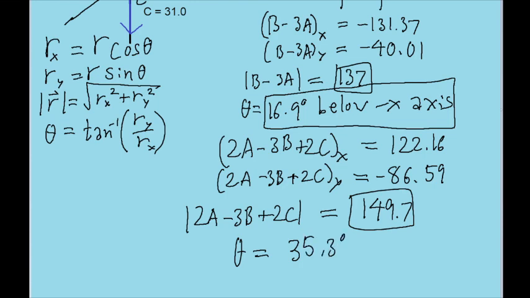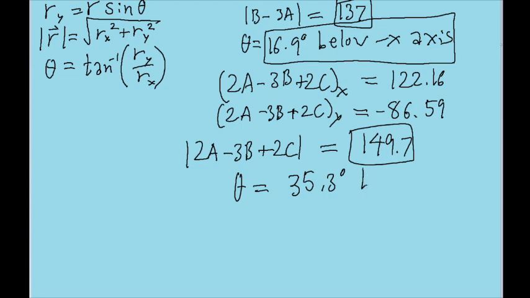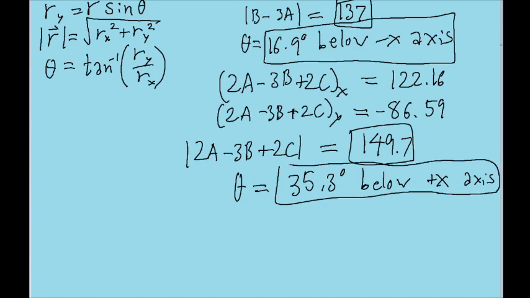35.3 degrees. And your calculator will probably give you this with a negative sign, because as we can see, the x component's positive and the y component's negative, which means that this vector will be in the fourth quadrant, meaning that this angle is actually 35.3 degrees below the positive x-axis. So that's the magnitude and direction for the second vector sum given to us by the problem.